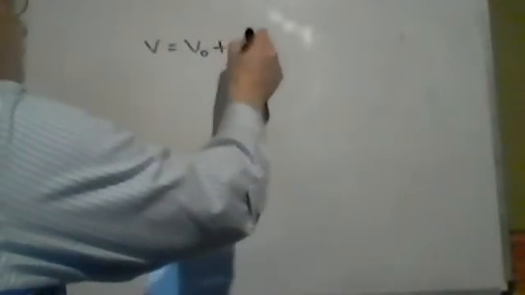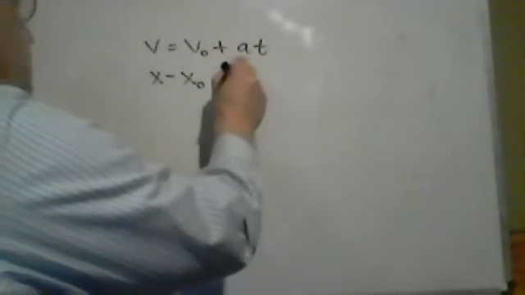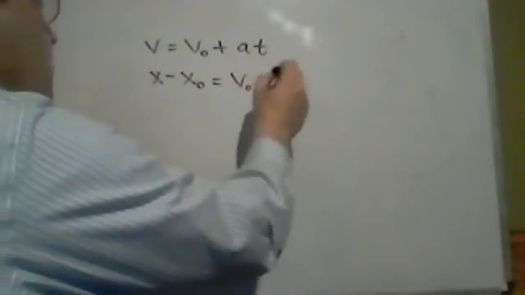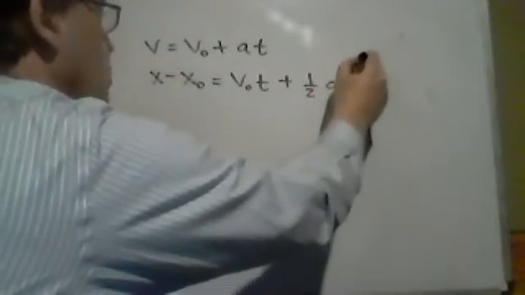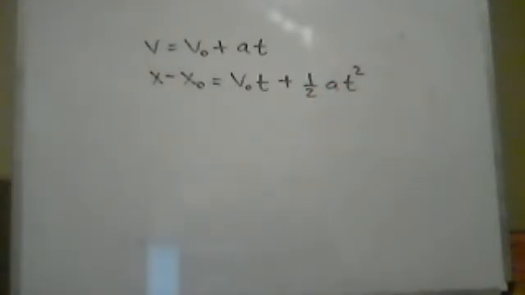As I showed you earlier today, the equations I really want to care about right now are these two. V equals V naught plus AT, and x minus x naught is V naught T plus 1/2 AT squared. Those are the two equations that I want to care about in this lab.